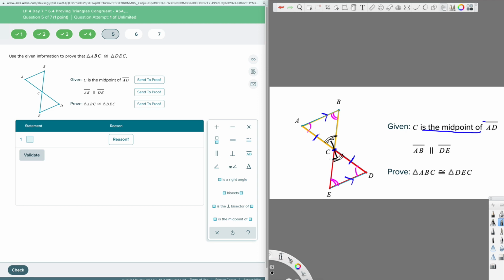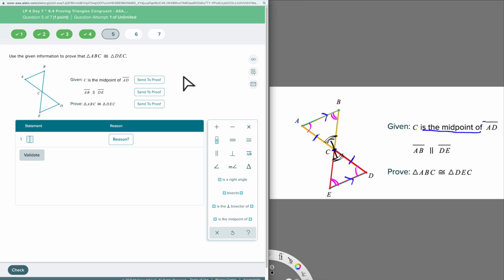Remember, we don't have angle, angle, angle. But because of this, I could use angle, side, angle, or I could use angle, angle, side going this way. So there's more than one way to prove that these two triangles are congruent. These two pieces of given information give me a whole lot, honestly. I can prove quite a bit from them. So let's go ahead and send this to proof.